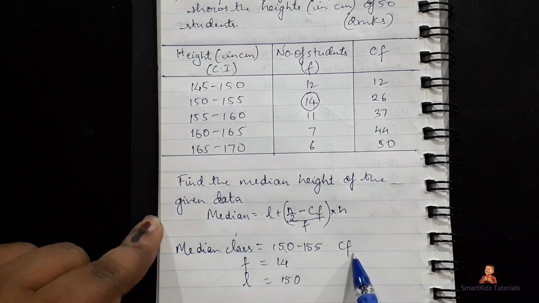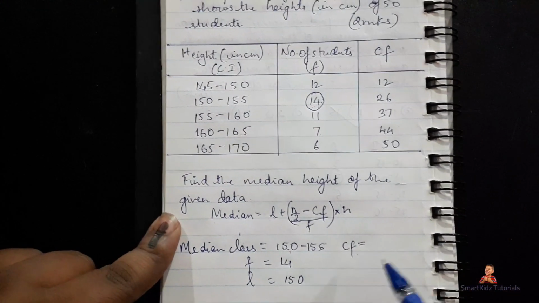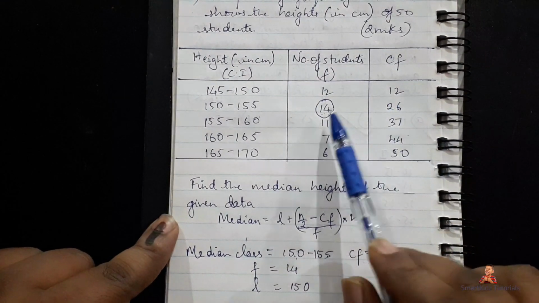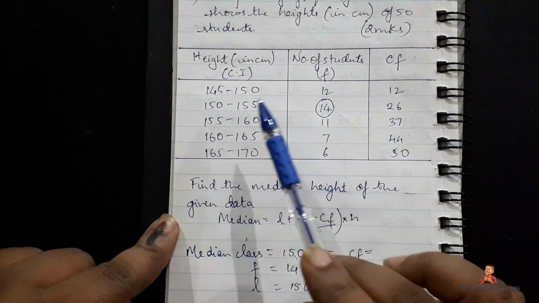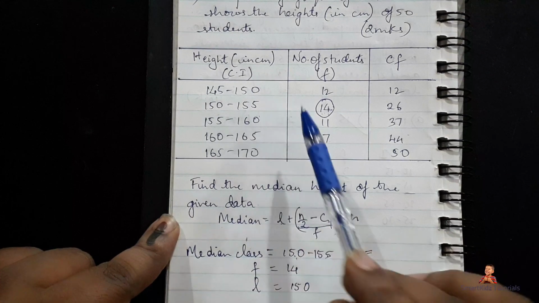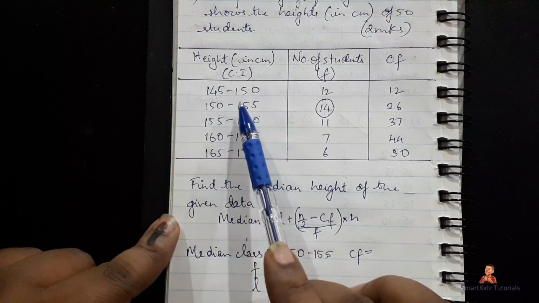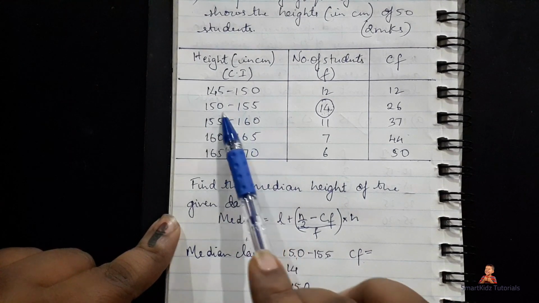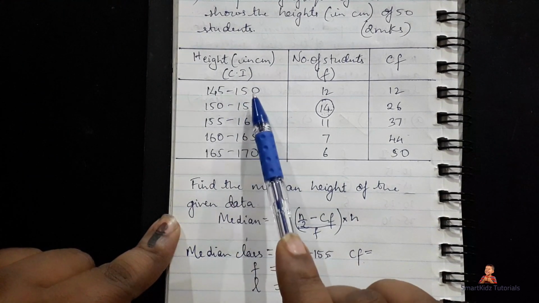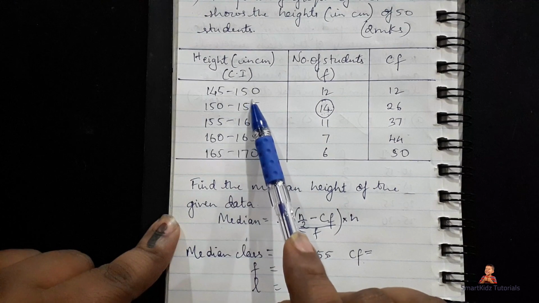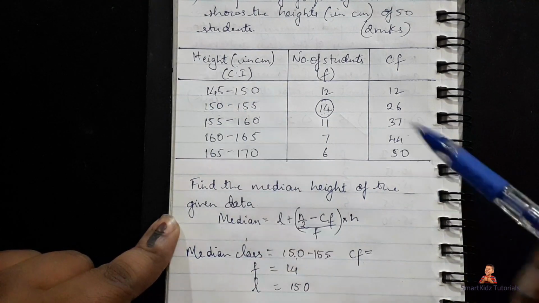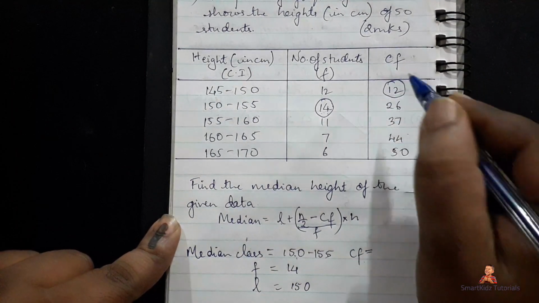Now the cumulative frequency that is asked over here is actually the cumulative frequency of the class preceding the median class. If this is our median class, the class preceding the median class means the class interval coming before it, which is 145 to 150, and we need to take the cumulative frequency of this particular class interval, which in this case is 12.